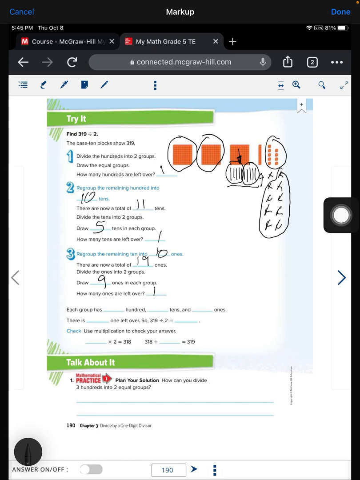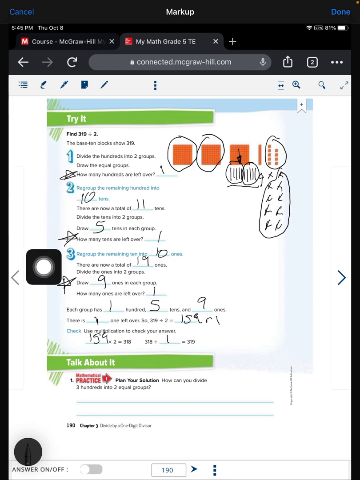So now we have our information that we know that each group has this many hundreds, this many tens, and this many ones, excuse me. So then our answer would be 1, 5, 9, and we know that there is 1 left over. So each group is going to have 159, remainder 1. Then we'll use multiplication to check our answer, where we do 159 times 2 equals 318. 318 plus 1 equals 319.